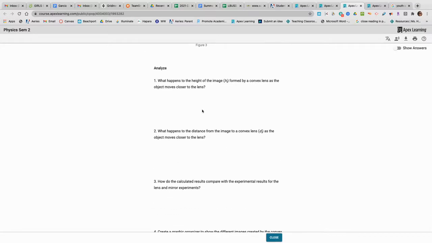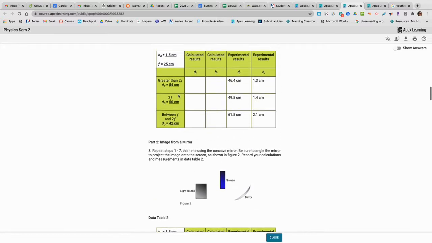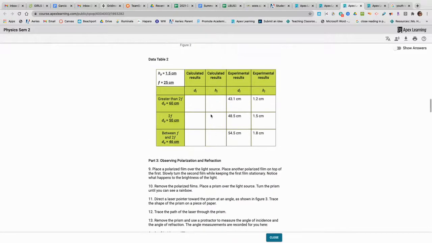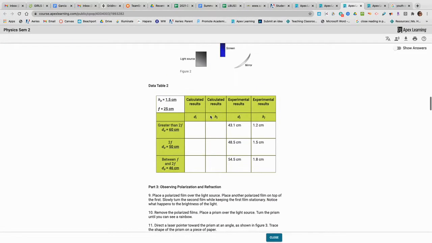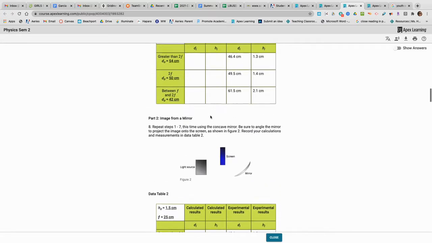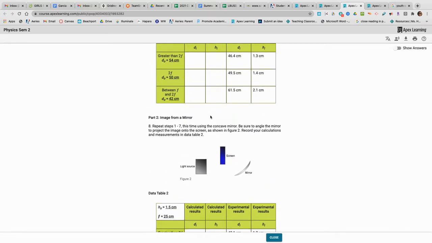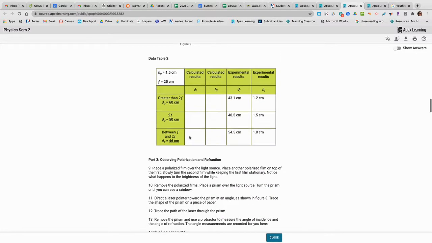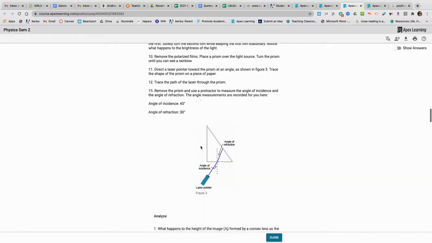Then you're going to do some analysis of your data. The first question says, what happens to the height of the image formed by a convex lens as the object moves closer to the lens? What I'm looking for here is not just these values, but can you show me how you did this? Show me your calculation method, because a lot of times you put numbers in here and they're wrong, and I can't give you partial credit because I can't see your work. If I could see your work and find your mistake, then I can give you partial credit. So make sure you show me your work for how you got the numbers in these two charts.